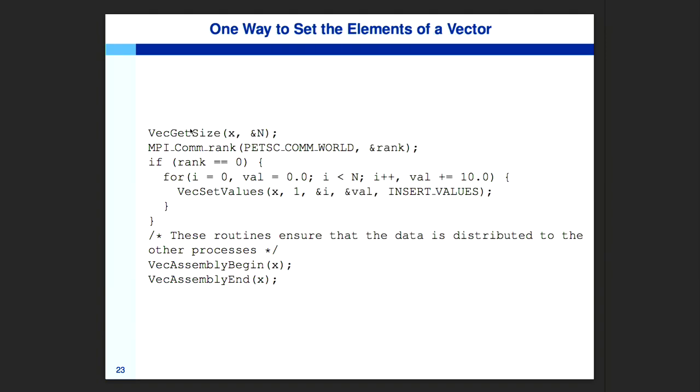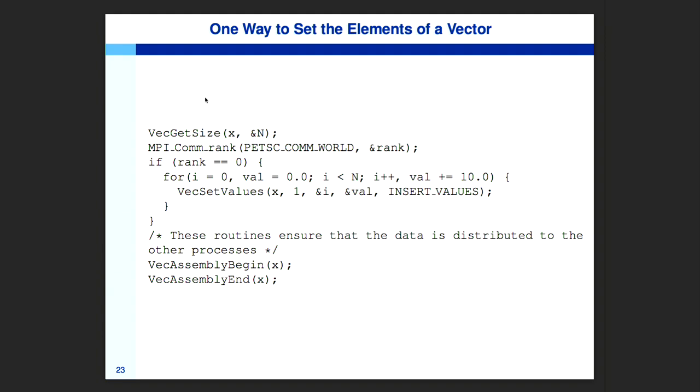So here's an example of one way to set the elements of a vector. In this case, we determine the local size of the vector, and we determine the rank of our process. And here we're saying if our rank is 0, then we will set values for our whole vector, and then we'll call the assembly routines.